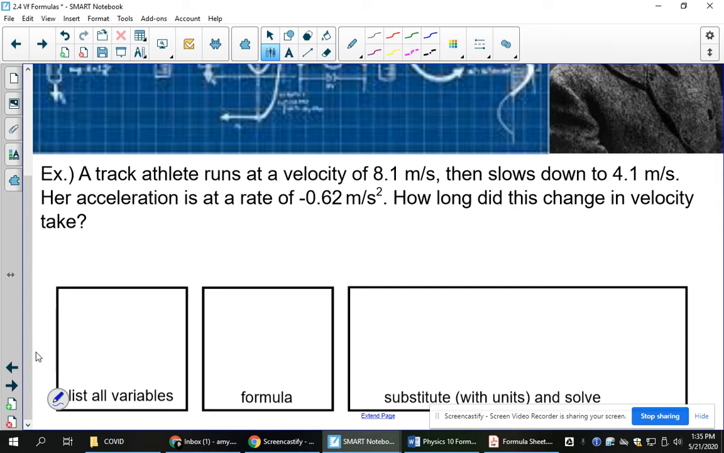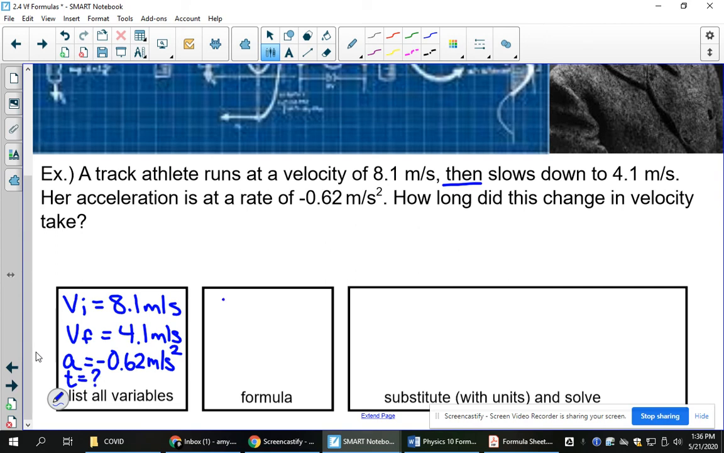Here we go. They're running at 8.1, then slow down to 4.1. What is their initial velocity? Good. 8.1 meters per second is how fast they're going initially. It's very important that you don't get initial and final mixed up. Then they slow down, so their final speed is 4.1 meters per second. Their acceleration is negative because they're slowing down, so that makes sense. And we're looking for how long or how much time this takes.